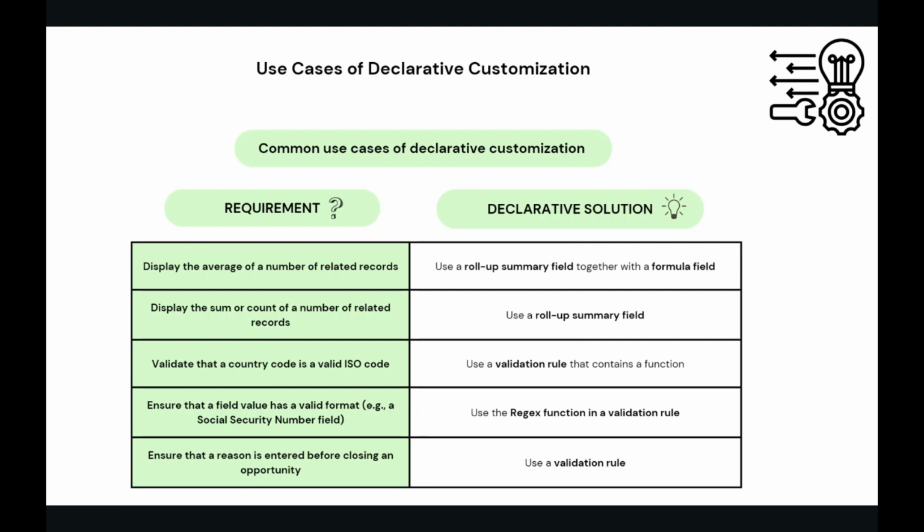If you want to validate that a country code is a valid code, you should use a validation rule that contains a function. And if you want to ensure that a reason is entered before closing an opportunity, you should definitely use, again, a validation rule.